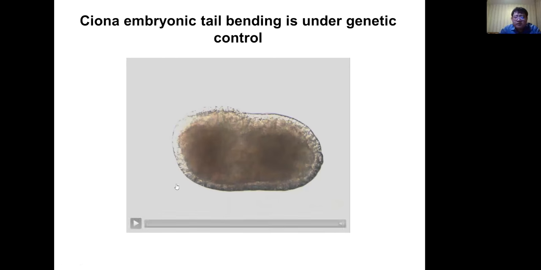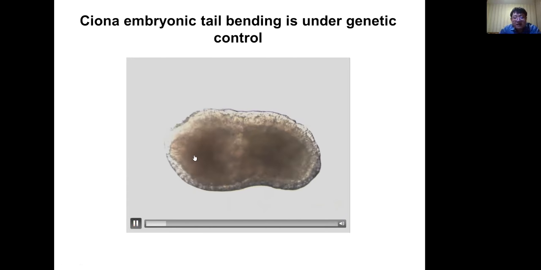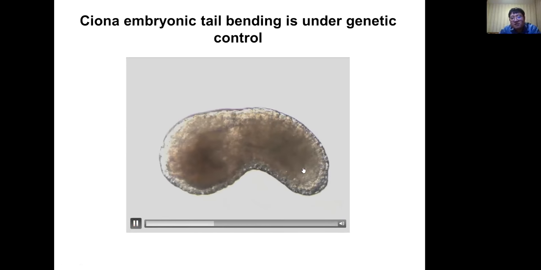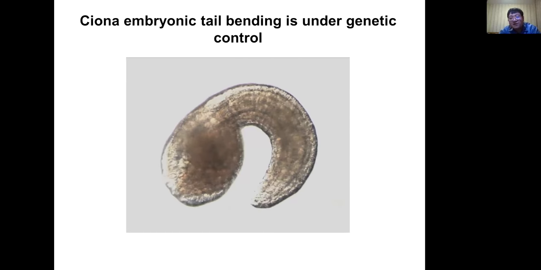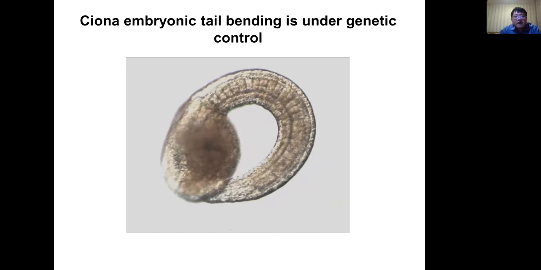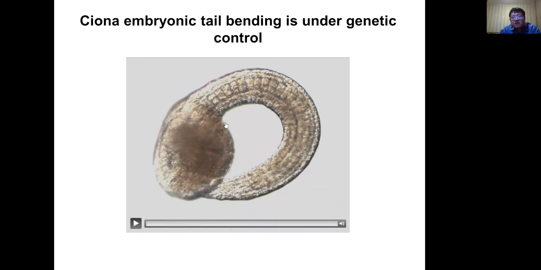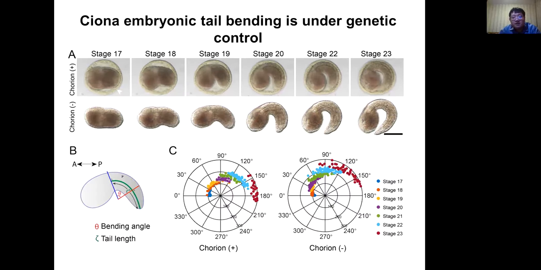However, when we removed the chorion membrane, we found that the embryo can also bend itself to form a very smooth, perfect circle. So this result tells us the Ciona embryonic tail bending is an active process under genetic control. This is a snapshot of the movie, and we found that with the chorion or not, the bending process is very similar.